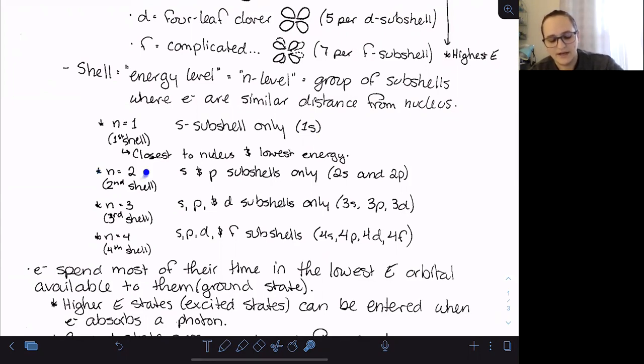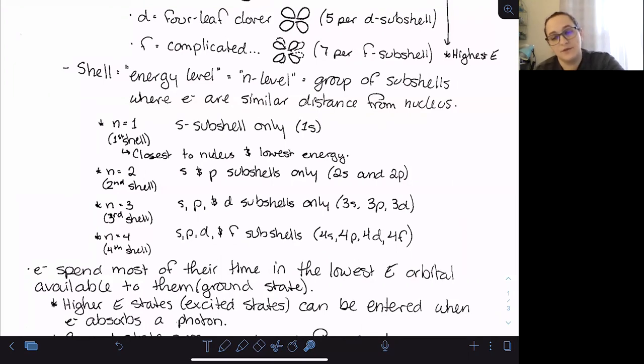The next shell up, N equals 2, would be a little bit farther away from the nucleus, contains S and P subshells, and that's it. So we've added one onto our list of subshells. Because they're in the second energy level, we refer to those as the 2s and the 2p. The third shell, N equals 3, would be even farther away from the nucleus than N equals 2. We're adding a third subshell into the mix here, S, P, and D, which are known as the 3s, the 3p, and the 3d. And then N equals 4, we get to all 4 of our shapes finally, the S, P, D, and F, which would be known as the 4s, 4p, 4d, and 4f.